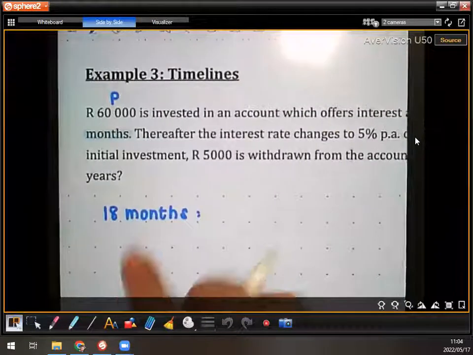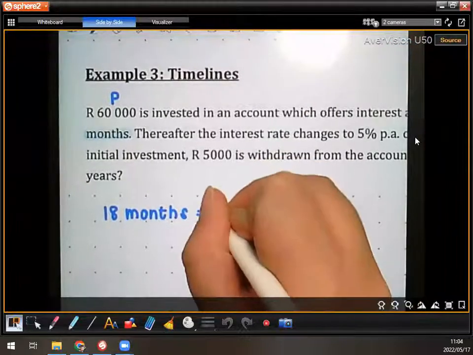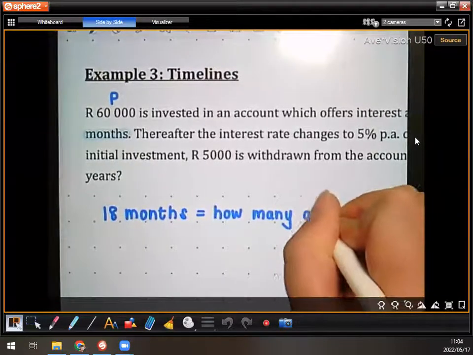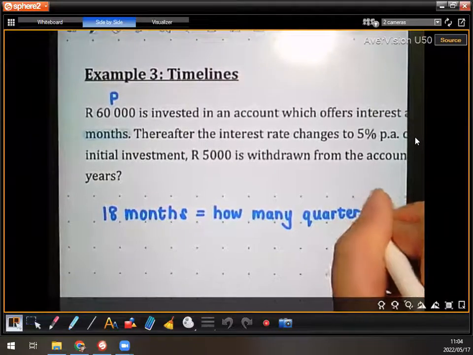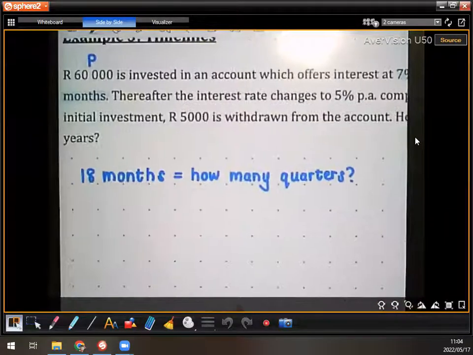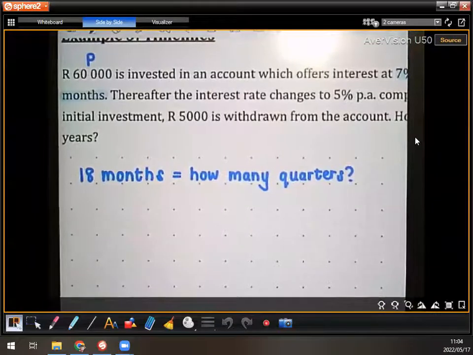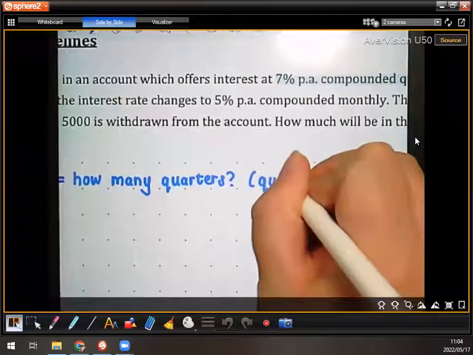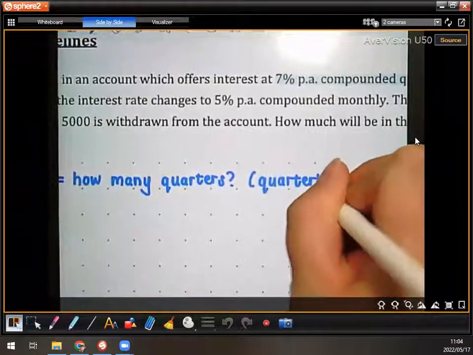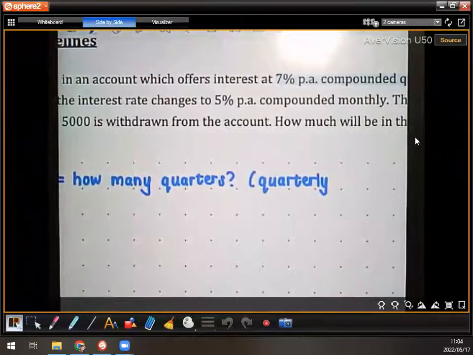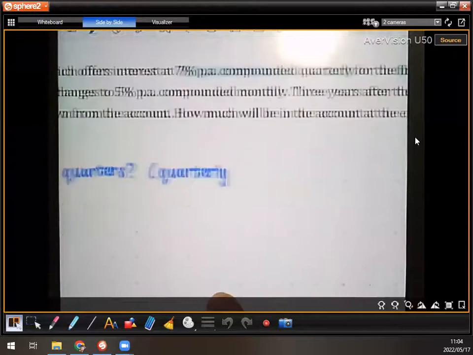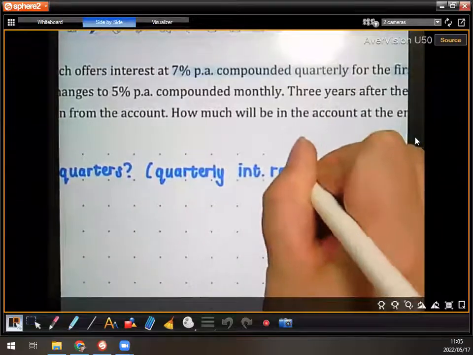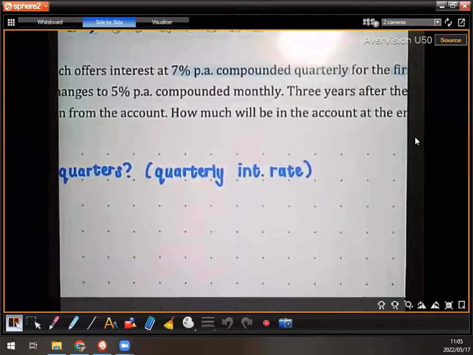All right, so 18 months, let me write it like this, is equal to how many quarters. And the reason for that is because the interest rate that they gave us is compounded quarterly. Okay, so I'm just going to write that in brackets here. It was a quarterly interest rate. If they gave us a monthly interest rate, we can just say it's for 18 months. Our exponent, our M value is 18. Okay, but because it's a quarterly interest rate, we need to figure out how many quarters there are in 18 months.